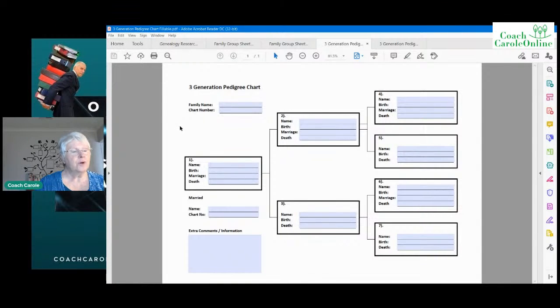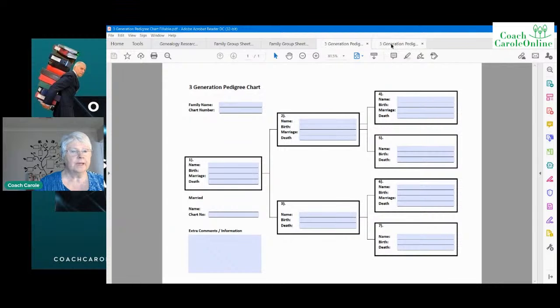And in that, you'll note that they've got a space for the family name at the top, the name of your focus person here, who they were married to, and his or her parents here and here, and then branching out into the 3rd generation for the great-grandparents. Down at the bottom, there's a space where you can put in extra comments or information, something that will spur you on to something new to research about your ancestor.